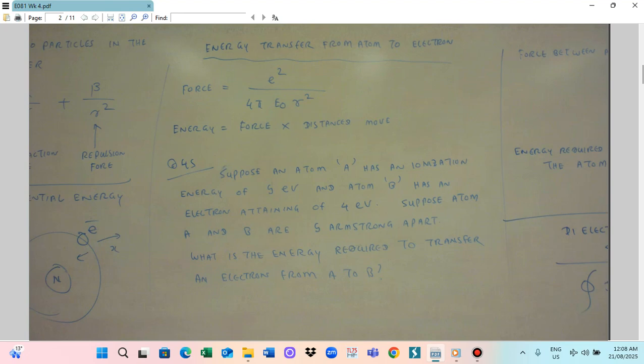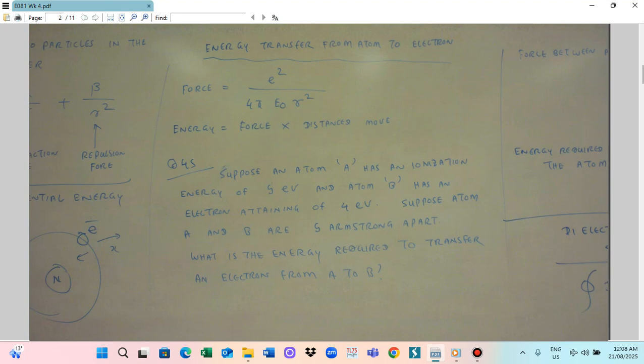Force can be written as e squared divided by 4 pi epsilon-naught R squared. Here e is the electron charge, epsilon-naught is a constant, and R is the radius of the electron. That's the way we can calculate the force. This force is causing the energy: force multiplied by distance gives the energy.